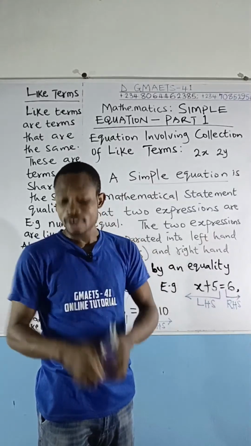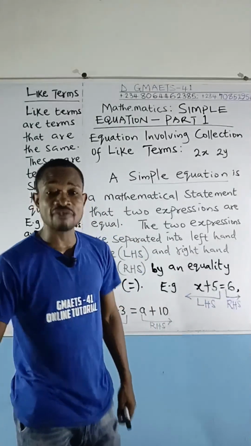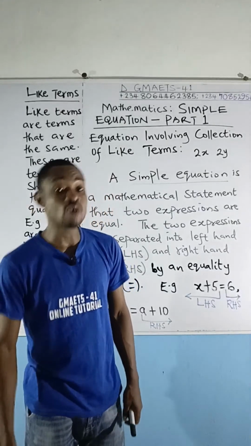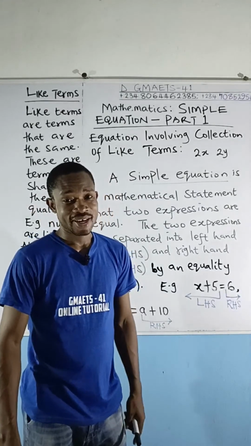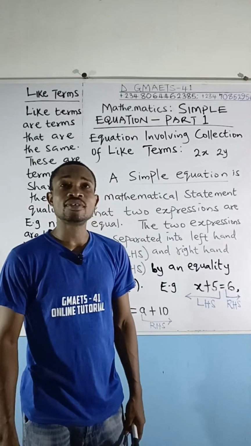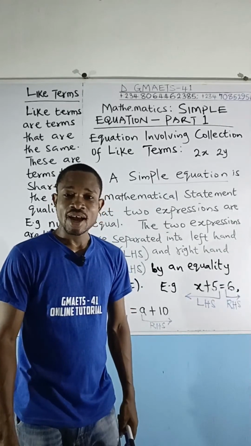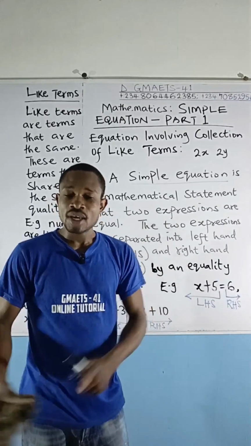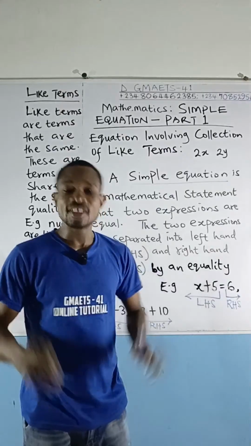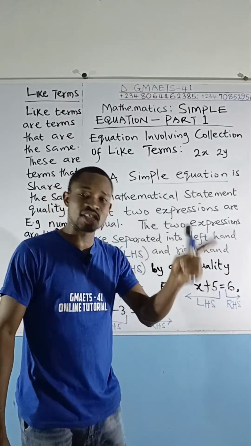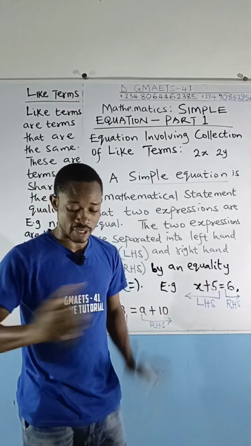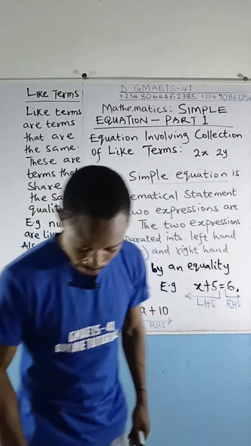Always remember, for alphabets to be like terms, the alphabet must be the same. It does not matter how many the alphabets are. I can have something like 5t and 1000t. Because both of them have t, they are like terms, even if this is 5t and the other is 1000t. As long as the alphabets are the same, they are like terms.